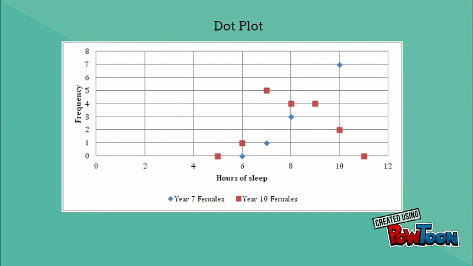First to represent the data was the dot plot. The dot plot was not the best way to represent the data. In this dot plot, the x-axis contains the hours of sleep and the y-axis shows the frequency. The corresponding dots represent the Year 7 or Year 10 females.